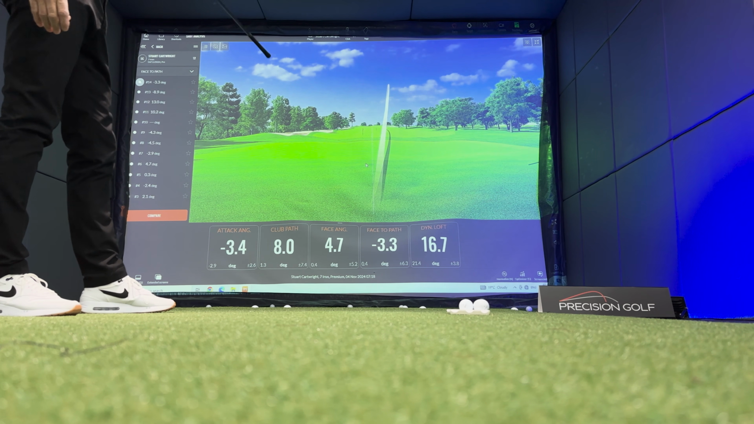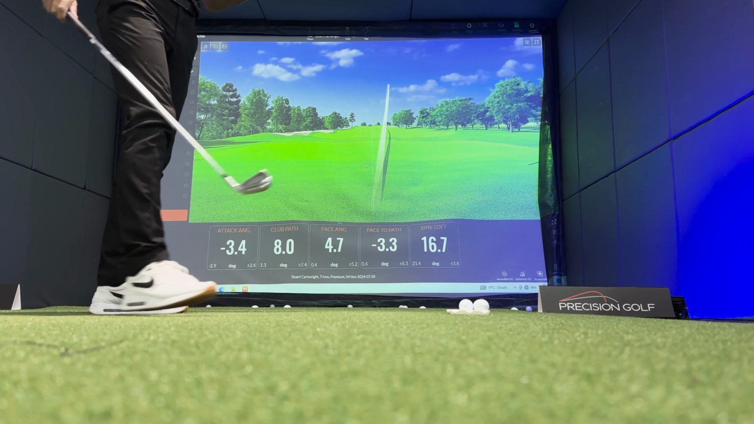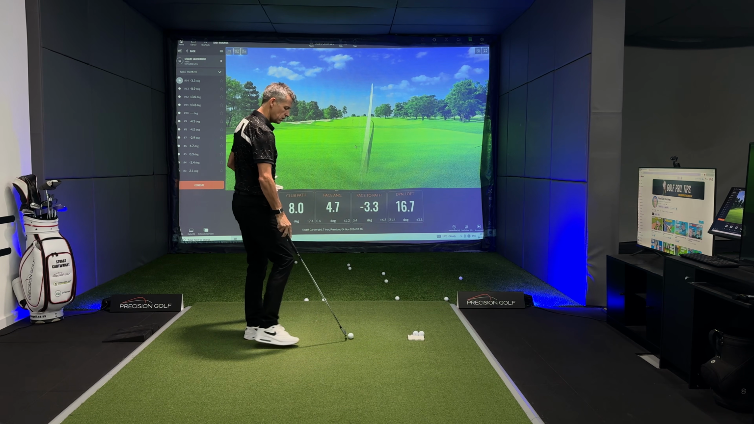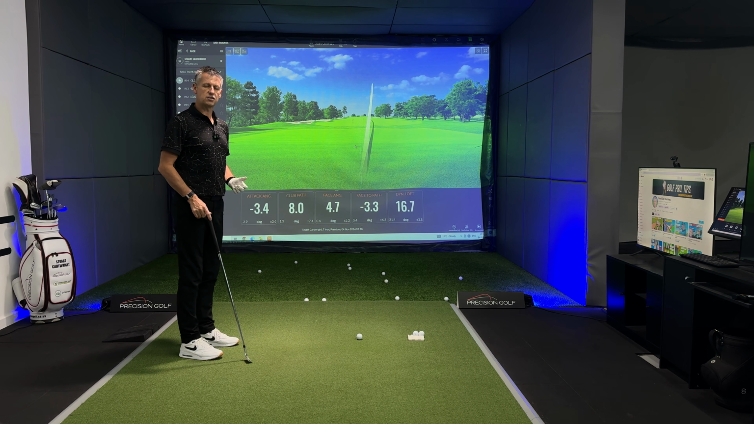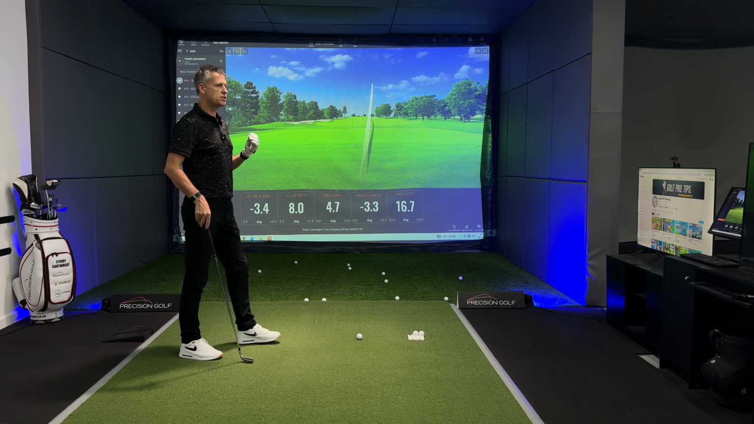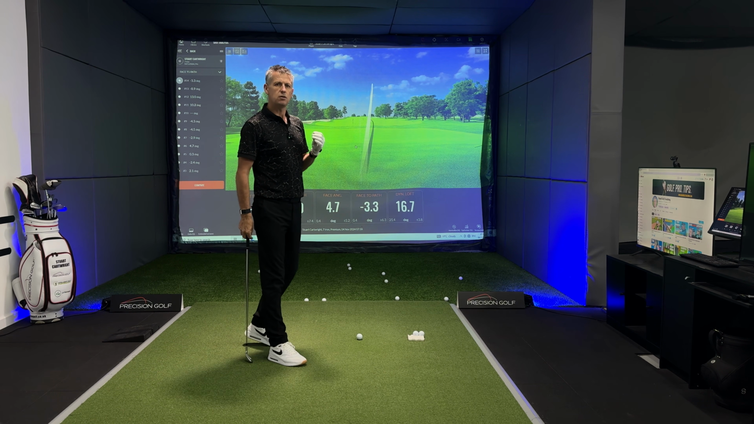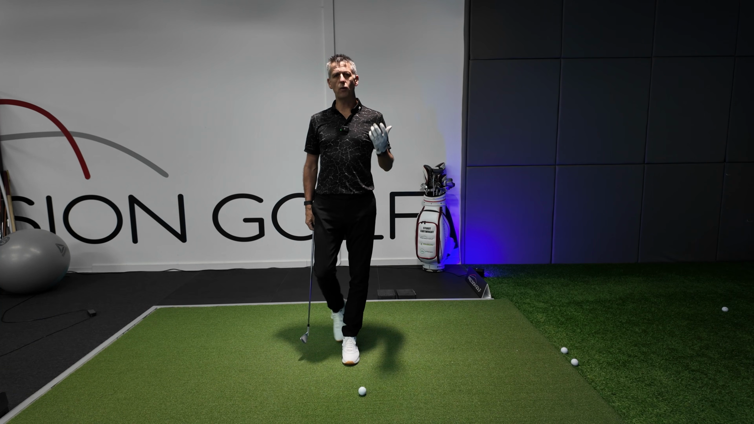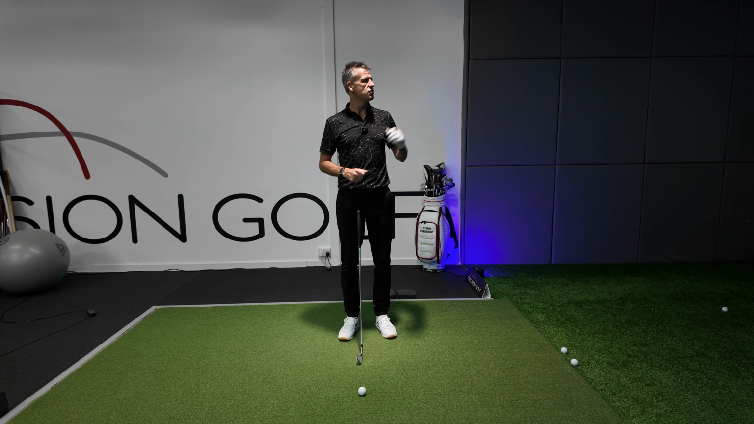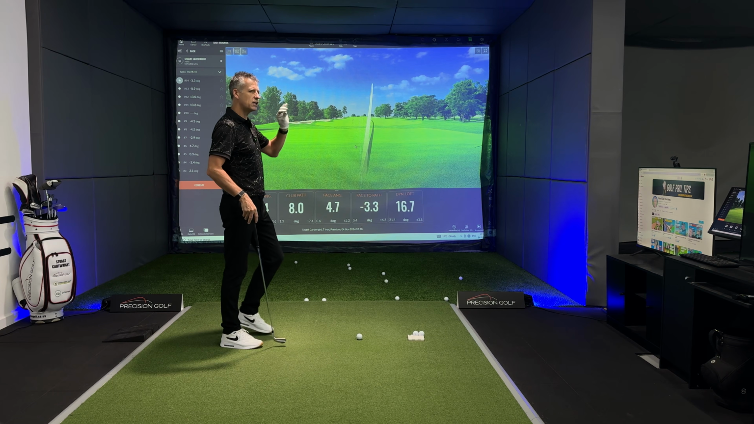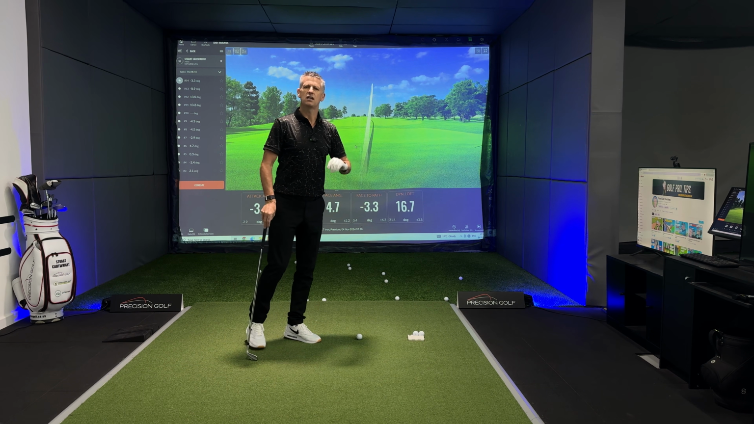You can see the face to path value was negative at 3.3. The path was to the right at 8 degrees. And I've got a lovely little draw back to the target. Now, anyone that knows their onions about hitting shape, you must never make your ball bend all the way back to the target because that golf ball will pitch and bounce left. So that for me, whilst I could have gone a touch closer to the target, is fine.